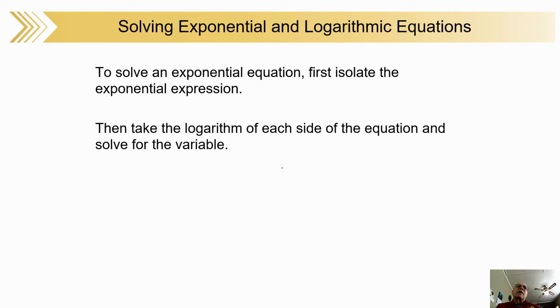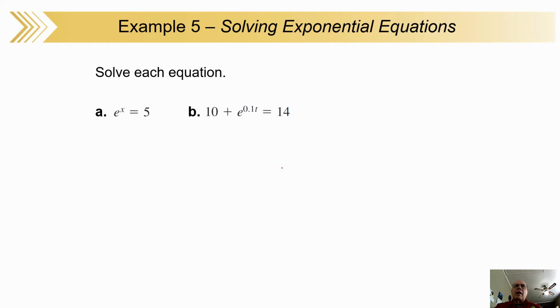So to solve one, isolate the exponential expression. You'll see that happening. Then take the logarithm of both sides and solve for the variable. A couple of examples will be handy here. So, for this first one, we've got e to the x equals 5. We're going to switch that to a logarithmic equation because having this x up here keeps us from solving it.